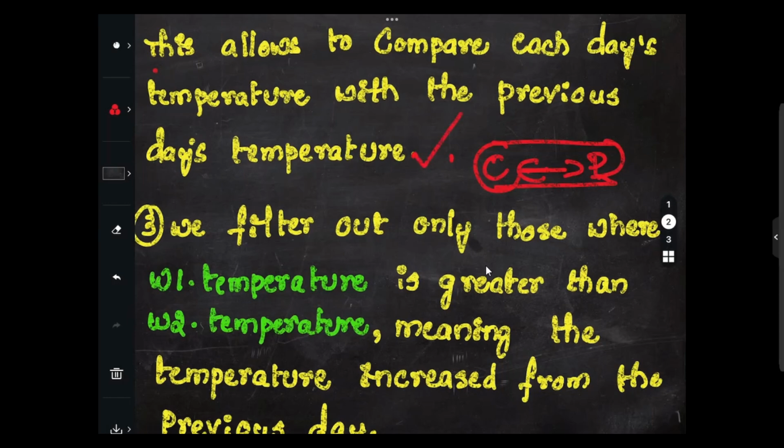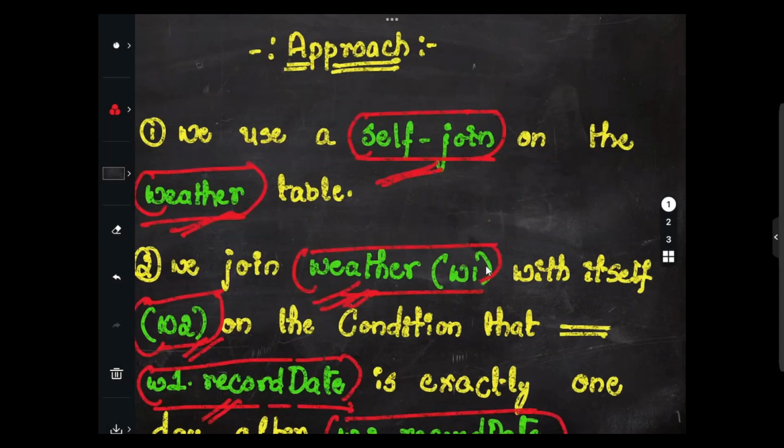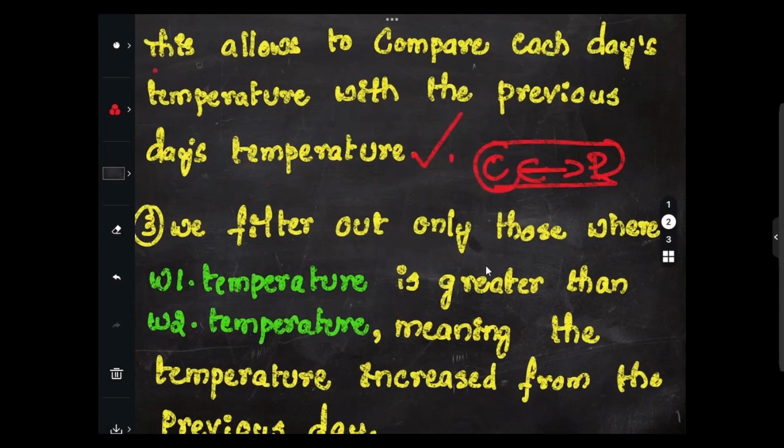This is the reason we will be going with a self join, joining w1 with itself on the condition w1.record_date is exactly 1 day after w2.record_date. I hope this is clear.